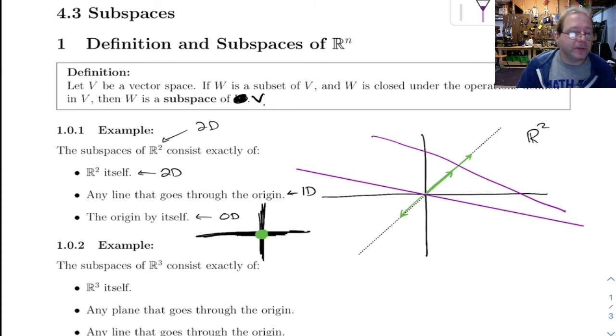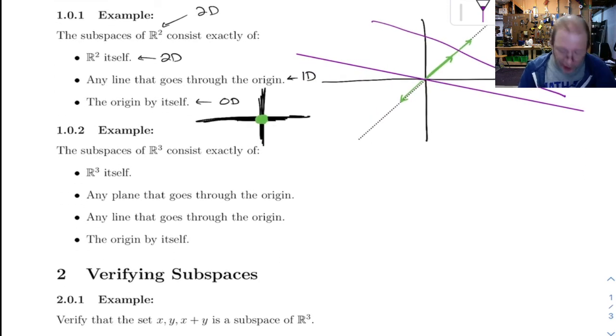So it's zero-dimensional. And by similar logic, if you look at R3, the subspaces of R3 are R3 itself, any plane that goes through the origin, any line that goes through the origin, and again the origin by itself. So those are all the subspaces of R3. Next up, I want to look at some verification, but we'll do that in the next video.